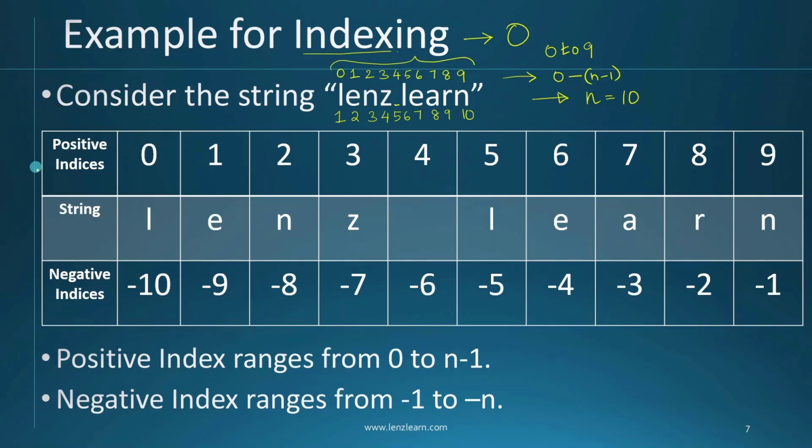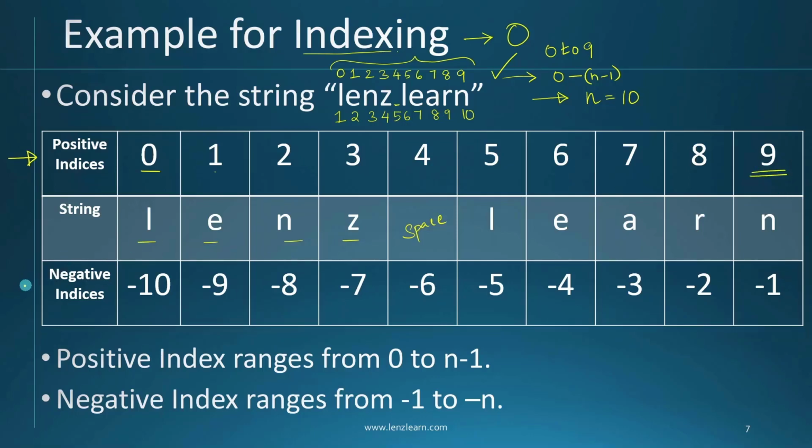Now the same thing is represented in this box. You can see here L, E, N, Z. Then this is your space character. Even though there is nothing to print, you should understand it has a Unicode value and it is seen as a character inside the string. Then you have LEARN. So the positive indices is what we have discussed now. The indices start at 0, 1, 2, 3 up till n-1, so it goes up till 9.